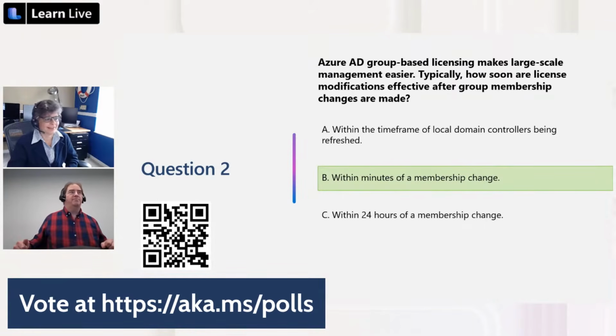We say within minutes. It is not necessarily instantaneous because it does take some processing on the back end, and the larger your corporation is, the larger the number of licenses that you're assigning, it may take a slightly larger amount of time.